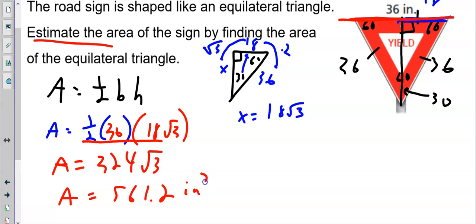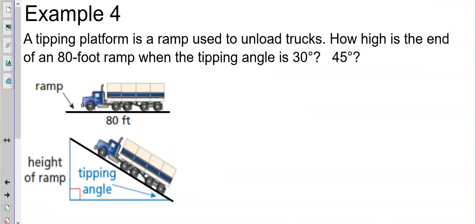And that is inches squared. Okay? So it said approximate, estimate the area. So about 561. You're really just rounding. All right, 2 more examples.